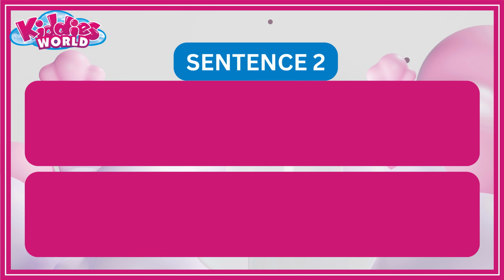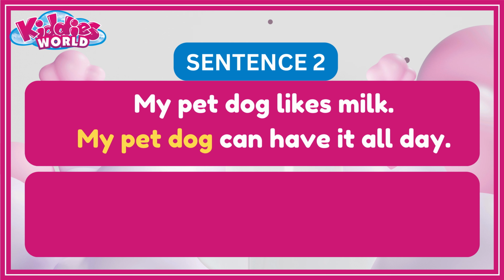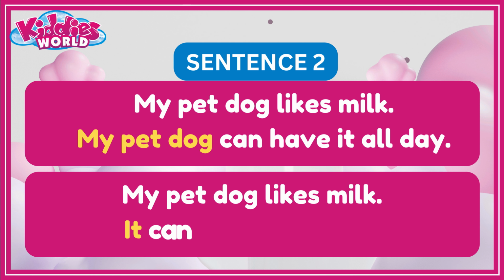Sentence 2. My pet dog likes milk. My pet dog can have it all day. Here, my pet dog is used twice, but it's one animal, so we can use the pronoun it instead. The new sentence is, my pet dog likes milk. It can have it all day.